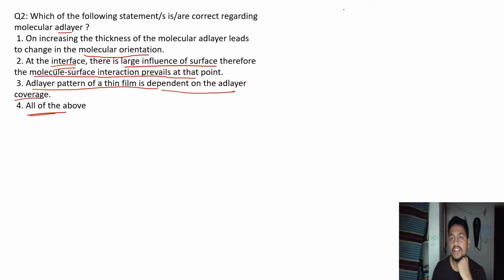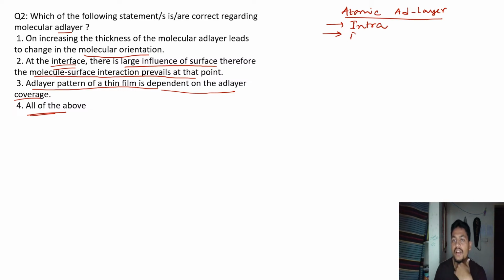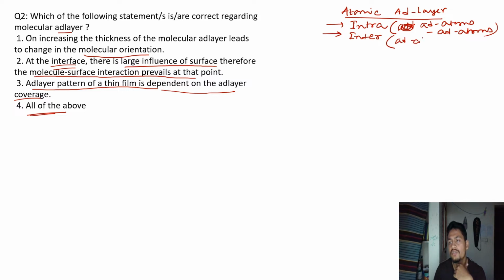So, in case of atomic ad layer formation, we know we have two forces that are actually controlling this: intra, and another is inter. What is inter? That is between ad atoms, sorry, ad atoms interaction, and inter is ad atoms with the surface atoms. So these are the two main forces.